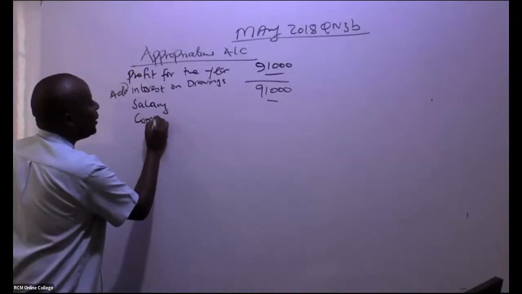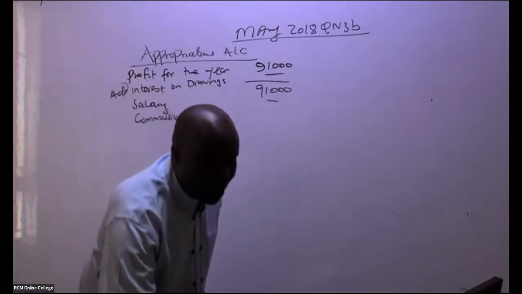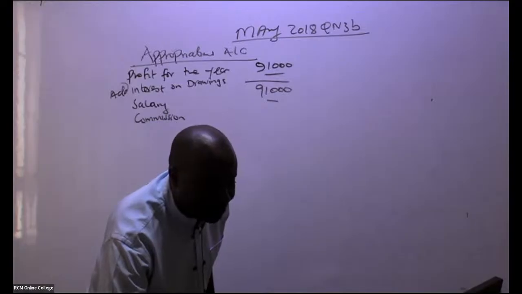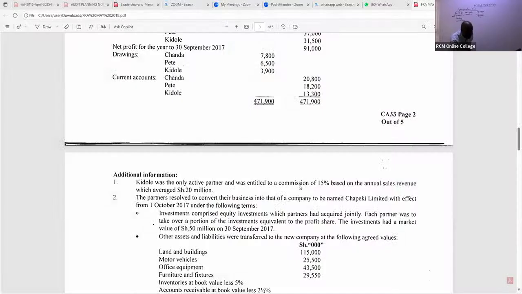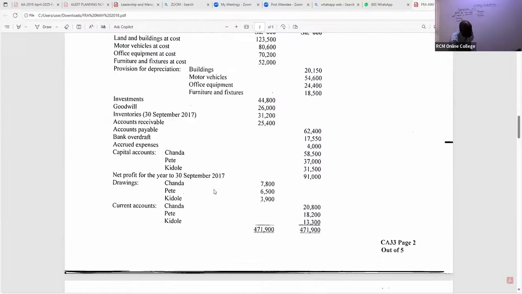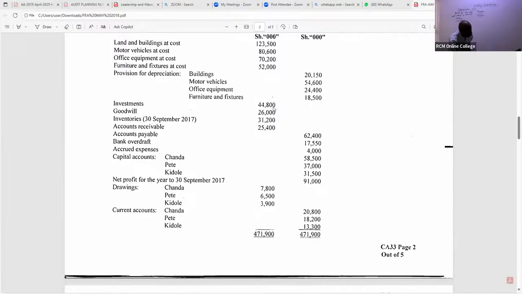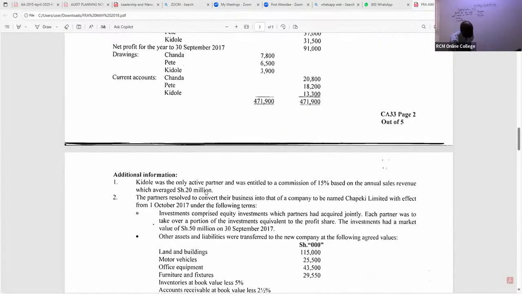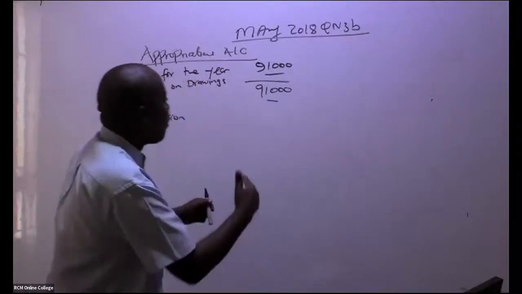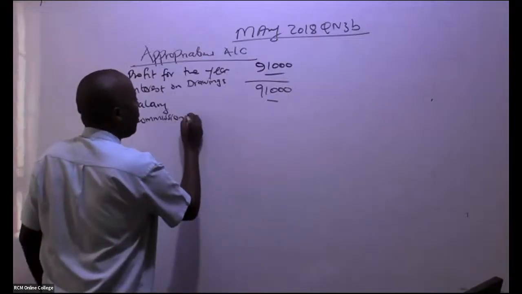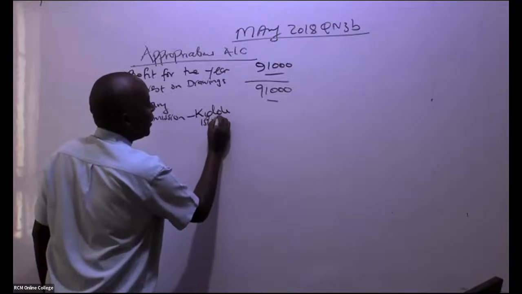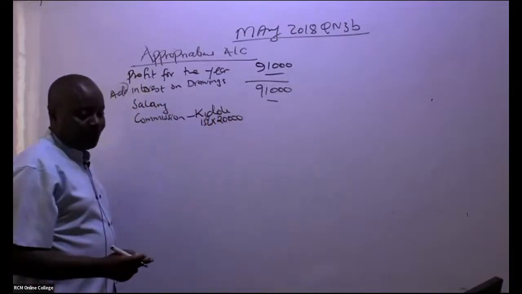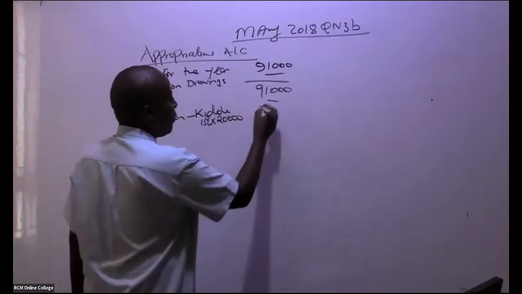We come to commission. Ladies and gentlemen, there is one person who is getting commission. If you read it here, there is one person who is getting some commission. Who is this? We are told here Kidole was the only active partner and was entitled to 15% based on the annual sales revenue, which is 20 million. But remember, our trial balance is in shillings thousands, so you must cut those zeros. So you're talking of 20,000. So we have one person who is getting this commission, and his name is Kidole. So we have here commission being appropriated, being distributed. All right. So we have commission Kidole, which is 15% of this 20,000. Is there somebody who can give me this figure? They're giving me a figure of 3,000.